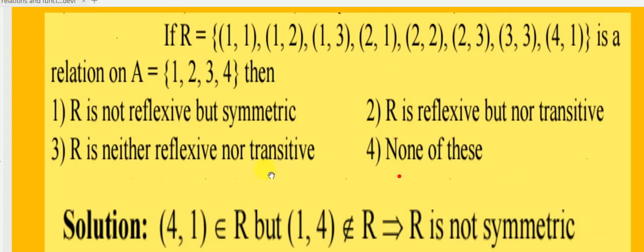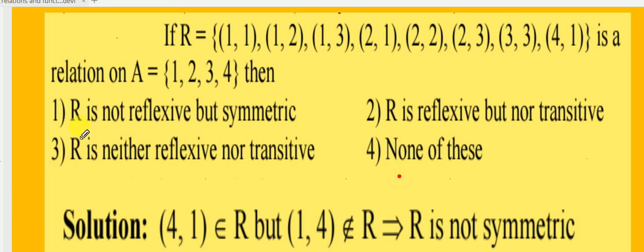Now we will look at a few previous year CET questions. If R is equal to {(1,1), (1,2), (1,3), (2,1), (2,2), (2,3), (3,3), (4,1)} is a relation on A is equal to {1, 2, 3, 4}, then: option 1, R is not reflexive but symmetric. Option 2, R is reflexive but not transitive. Option 3, R is neither reflexive nor transitive. Option 4, none of these.